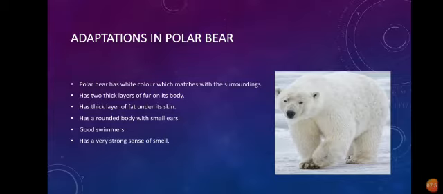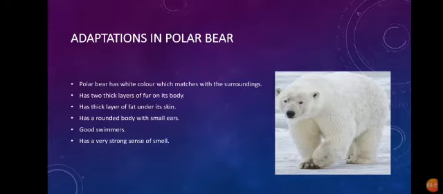Okay, number 4 is what? Number 4 is the polar bear has a rounded body with small ears, to keep the body surface area to a minimum compared to the body weight. Now what happens? This reduces the heat loss from the body of the polar bear. Next point is, polar bears are good swimmers. They have got big feet, which help the polar bear to swim well. Being a fast swimmer helps the polar bear to catch its prey in water very easily.